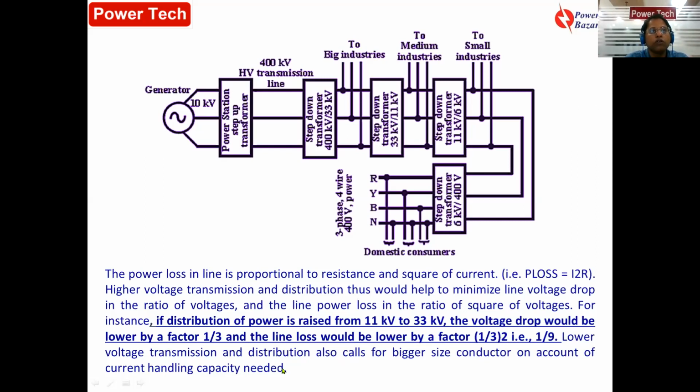So if you transmit the power at a lower voltage, you will require a bigger size conductor, for which the cost of the power system will go up because it needs a higher size conductor. So because there is an increase in current, the size of the conductor has to be higher. Just like if the water flow is high, then you need a bigger size of pipe. If the water flow is low, then you require a lesser size of pipe. Here voltage is related to head and the water flow is related to current.